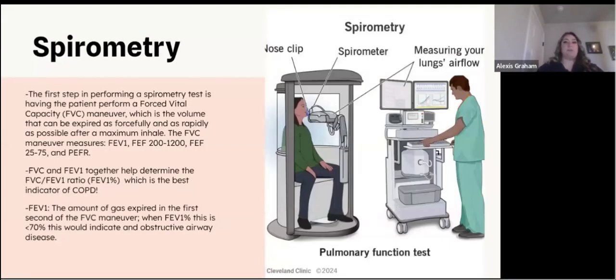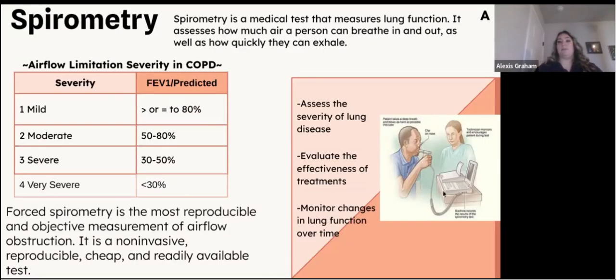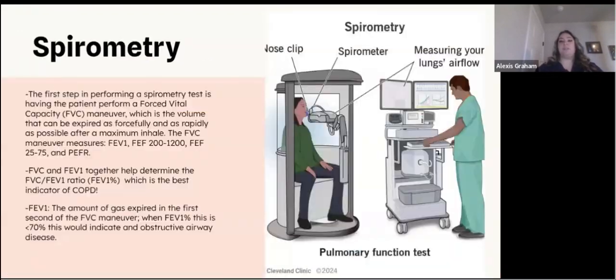Spirometry continued. So this is kind of what it looks like if you are going into the body box. This last one right here that you saw was more of a handheld one that you can take to the room for the patients.